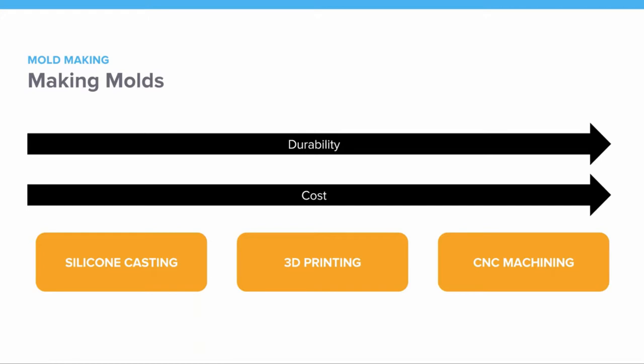So when you're thinking of which process you should choose, this is how it breaks down, with silicone casting on the far left in terms of durability and cost, rising to CNC machining, and 3D printing right there in the middle. With silicone casting, you're looking at maybe getting 50 parts or less. With 3D printing, you're looking at 150 to 600, and then of course with CNC machining, you're looking at several thousand parts. So that's a good breakdown for why you'd use each.